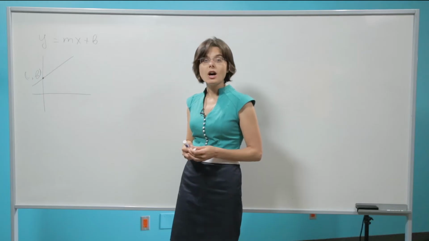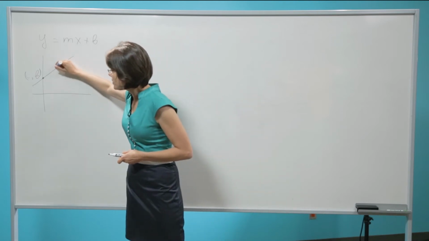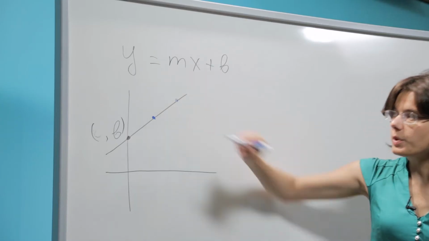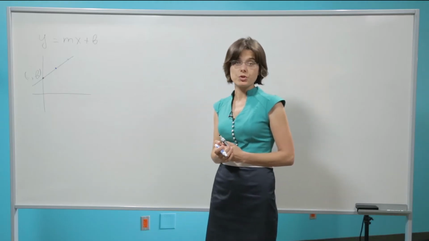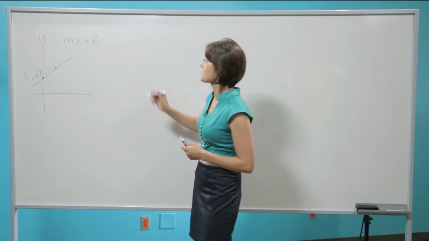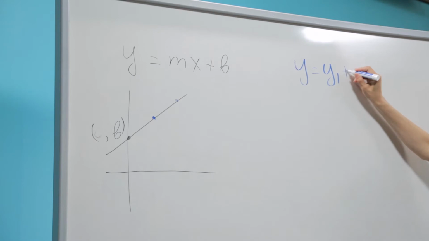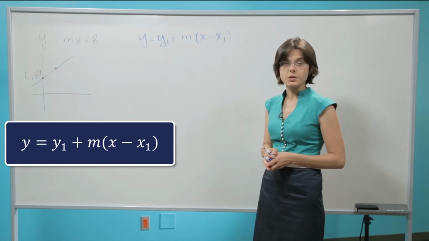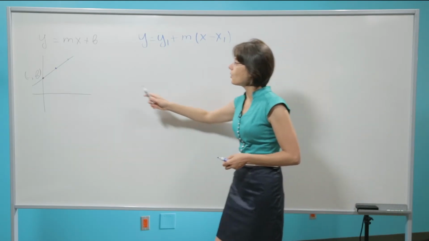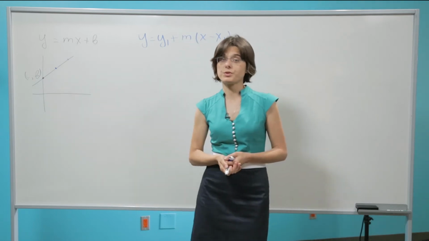The question is how to find the equation of a line if we know only 2 points somewhere on it. For this, we use the so-called general point-slope equation, which looks like this: y equals y1 plus m times (x minus x1), where x1 and y1 are the coordinates of one of these points. You can actually use any of these points.